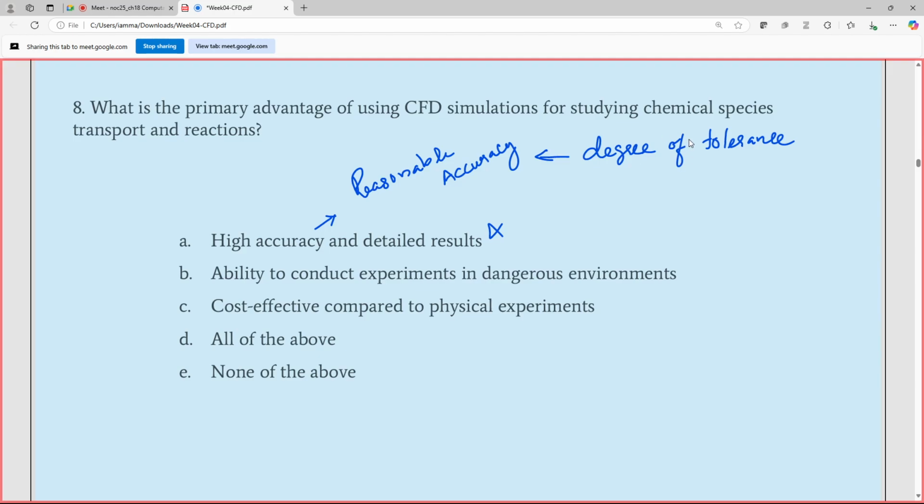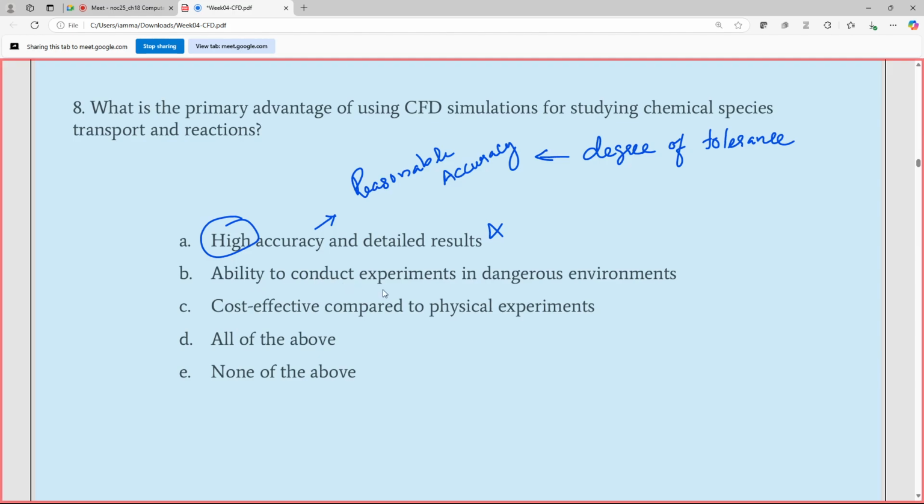So the accuracy depends on the degree of tolerance that we are choosing. Even then we are only getting reasonable accuracy. For detailed results, we will be integrating for pressure, velocity, and some basic flow properties, and from there we will be deriving other properties and results. So detailed results is debatable, but the term high accuracy itself makes the option wrong.